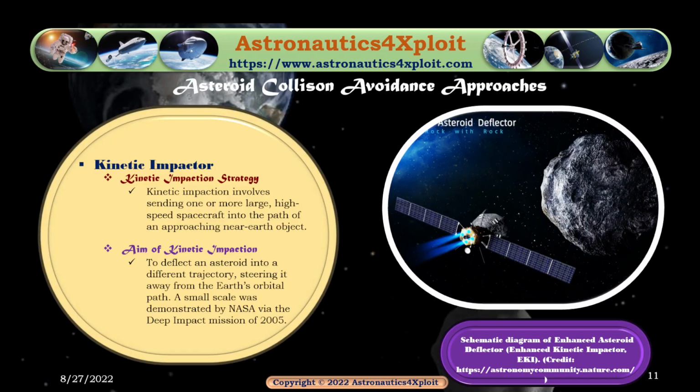Kinetic impactor. Kinetic impaction involves sending one or more large, high-speed spacecraft into the path of an approaching near-Earth object in order to deflect an asteroid into a different trajectory, steering it away from the Earth's orbital path. A small scale was demonstrated by NASA via the Deep Impact mission of 2005. This picture shows a schematic diagram of enhanced asteroid deflector.